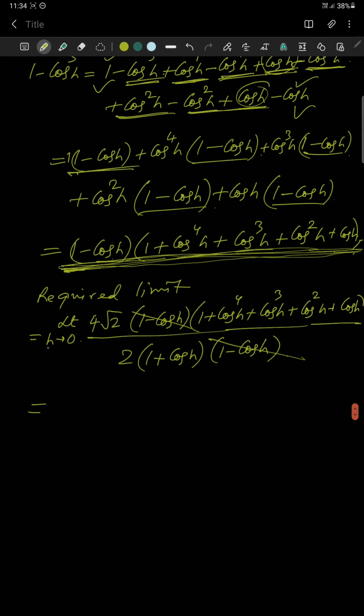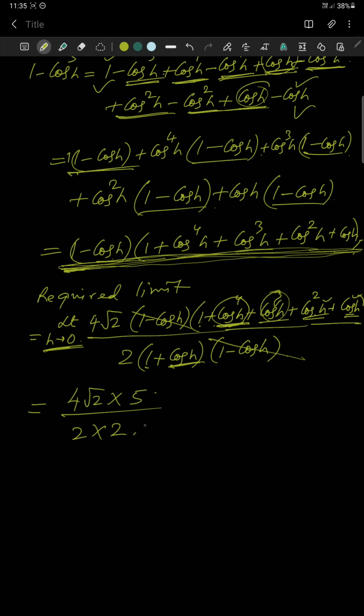And if we are using limit h tending to 0, means if you put the value h is equal to 0 in all these places, then this cos 4h, means cos 4 times 0, will become 1. This will be also 1, 1, 1, and here also 1. So finally what we are left with is 4 root 2 multiplied by 1 plus 1 plus 1 plus 1 plus 1, that means 5 times 1, 2, 3, 4, 5, into 5, and in the denominator we have 2 into 1 plus 1, that is equal to 2. So finally your answer is 5 root 2. This is the answer of this limit evaluation.